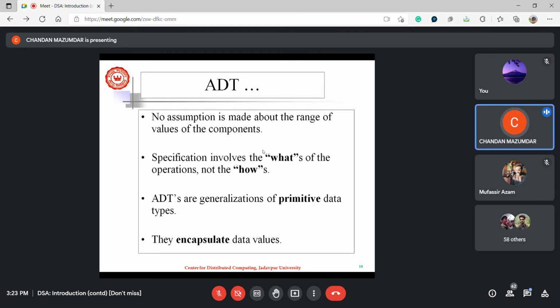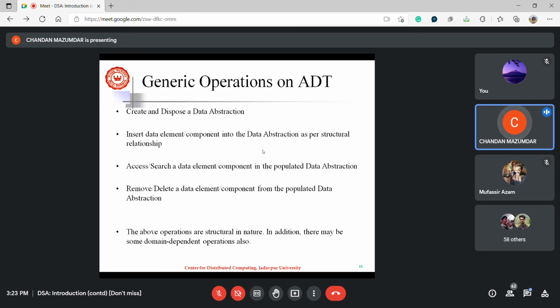Any question? I think these are the clarifications of what we have already discussed. So now we have some components, and somehow we have structured them, right? So what are the operations? What are the generic operations? The generic operations are like this. You can create and dispose the data abstraction. Then, since it's a structure, you can insert a data element or component into the data abstraction as per the structural relationship. You've already defined certain structural relationships. So using those, you can insert certain data elements or components in that structure. So that is the insertion of the elements, right?